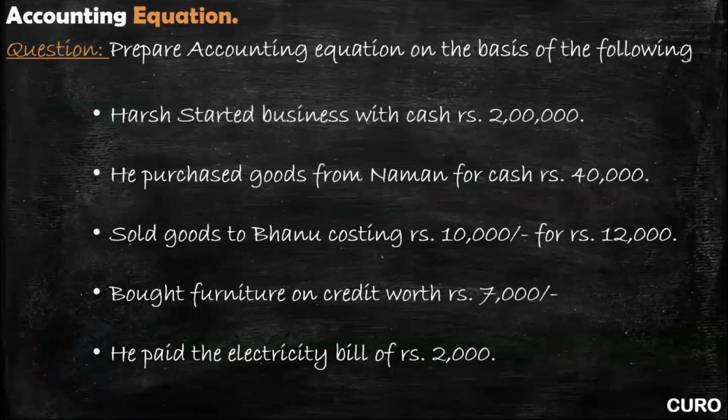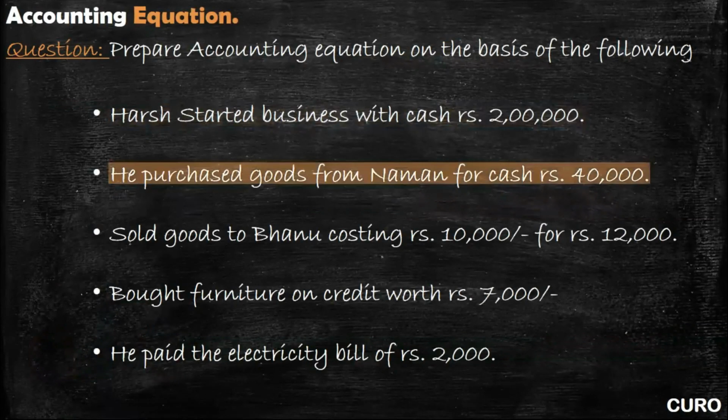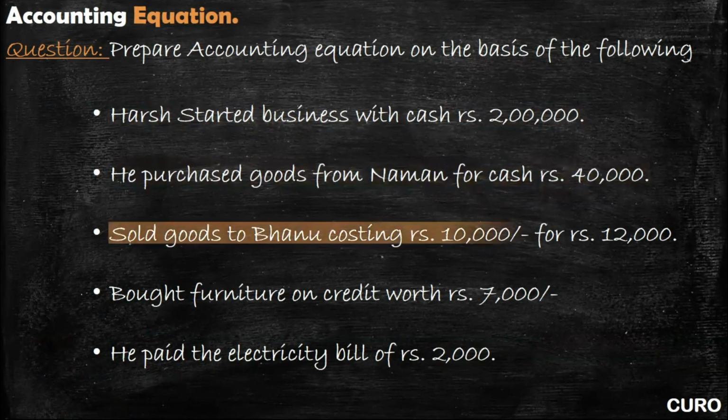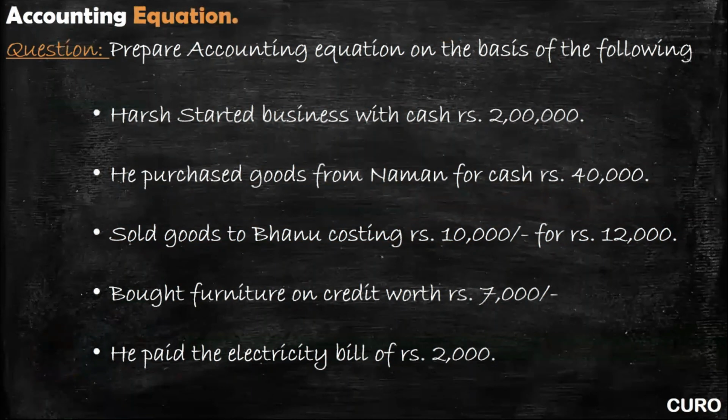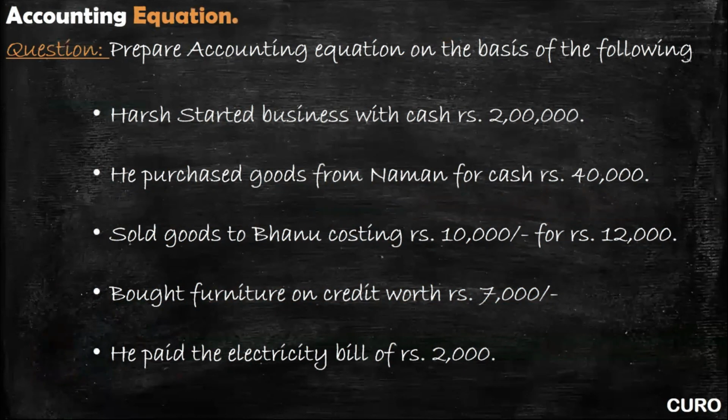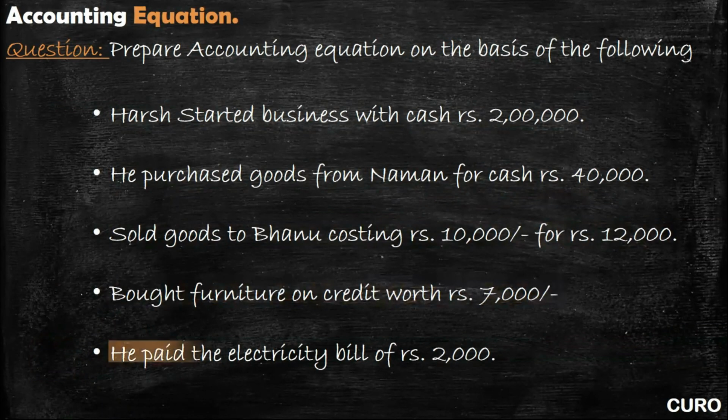So, this is the question which says prepare an accounting equation on the basis of following. Transaction 1. Harsh started business with cash amounting 2 lakhs. Next, he purchased goods from Naman for cash rupees 40,000. Then he sold goods to Bhanu costing rupees 10,000 for rupees 12,000, which means cost price is 10,000 and selling price is 12,000. Next, he bought furniture on credit worth rupees 7,000. Next, he paid the electricity bill of rupees 2,000.